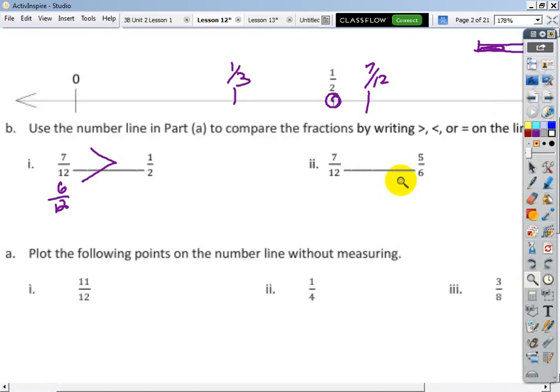Which one's the bigger one? Since this has more pieces and that's closer, which one, 5 out of 6 or 7 out of 12? Well, this is really close to 6. If this were maybe 11 out of 12 and 5 out of 6, that may be closer, but this is almost all of them.